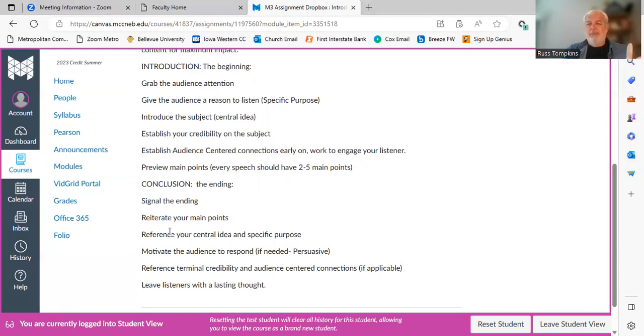Now, it's possible that your topic will not be the same as what you used for this introduction and this conclusion. It's possible that you change your topic. That's okay. This is simply for me to see that you understand these concepts and that you can put them into practice. All right, at this point, I'm going to stop the sharing.